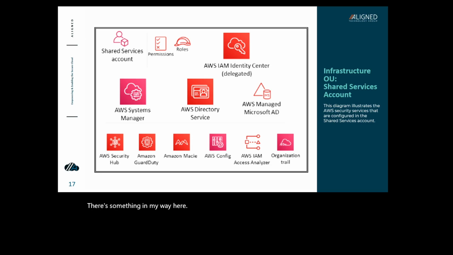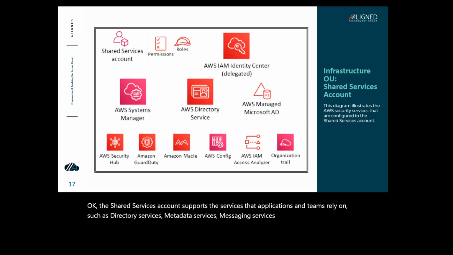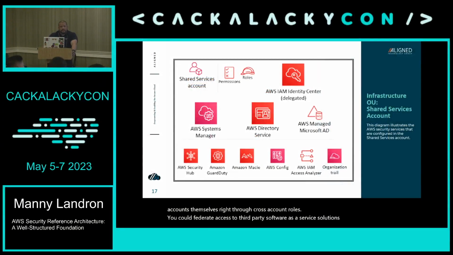Okay. The shared services account supports the services that applications and teams rely on, such as directory services, metadata services, messaging services. You have this service called AWS IAM Identity Center. It used to be called AWS Single Sign-On. It's essentially a federation service, just like an Okta, where you could federate access to the accounts themselves, right, through cross-account roles. You could federate access to third-party software as a service solutions. So essentially, it's Okta, but AWS branded, right?